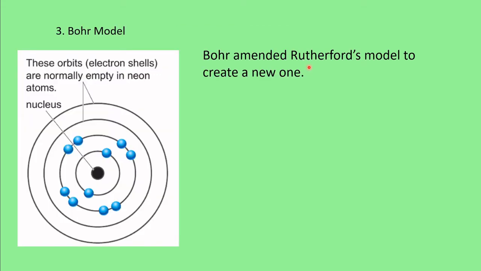Now, the third model that you need to know about is the Bohr model. So Bohr came along and amended Rutherford's model. It still had the nucleus, still had the protons and neutrons in the middle, still had electrons orbiting around the outside, but now those electrons could orbit in different energy levels or different shells. And the electrons can only be found in these very specific shells. So you can have electrons here, here, and here, but you can't have electrons in between these shells. The electrons must be on these shells.